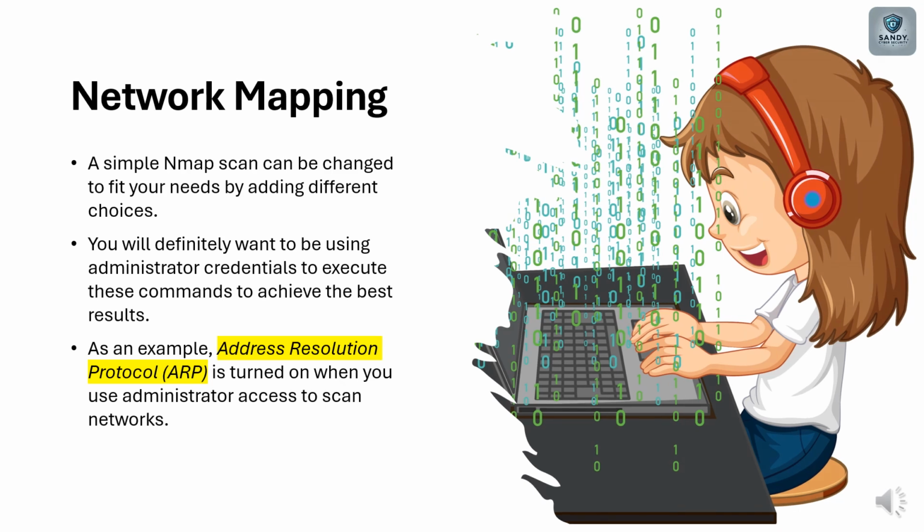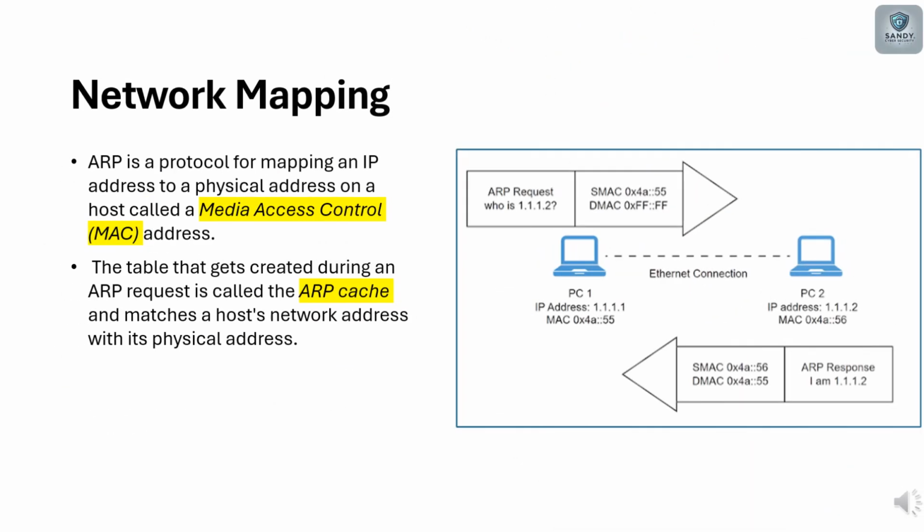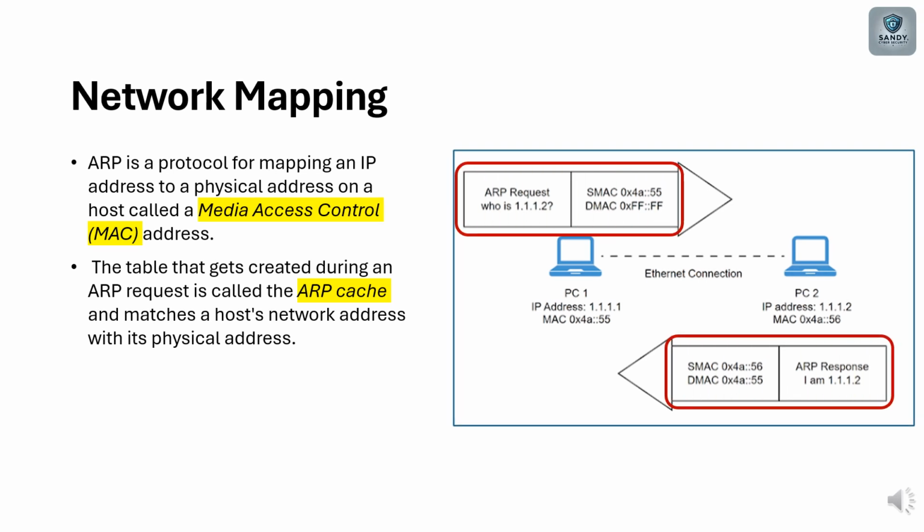A simple Nmap scan can be changed to fit your needs by adding different choices. You will definitely want to be using administrator credentials to execute these commands to achieve the best results. As an example, Address Resolution Protocol, ARP, is turned on when you use administrator access to scan networks. ARP is a protocol for mapping an IP address to a physical address on a host called a Media Access Control (MAC) address. The table that gets created during an ARP request is called the ARP cache and matches a host's network address with its physical address.